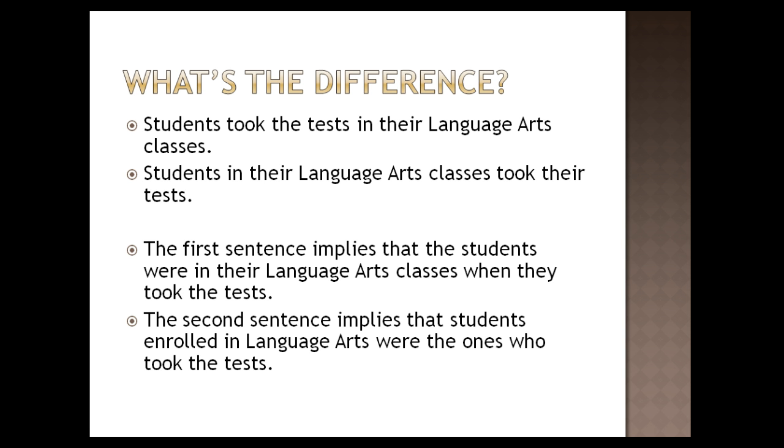So the first sentence, students took the test in the language arts classes, that would make sense, whether it's not necessarily a language arts test. But second sentence implies that only the students in their language arts classes took the tests and wouldn't necessarily apply to students who weren't taking language arts classes.